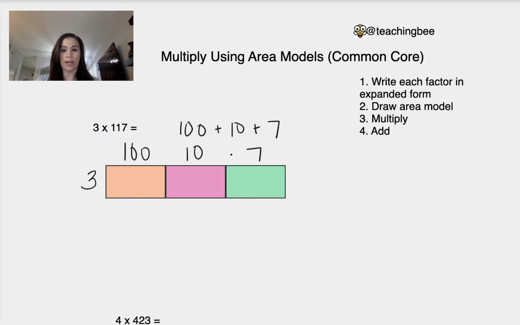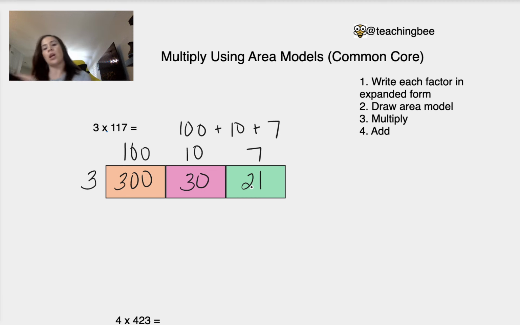From here, we are going to multiply the 3 to the 100, 3 to 10, and 3 to the 7. So 3 times 100 is 300. 3 times 10 is 30. And then 3 times 7 is 21.